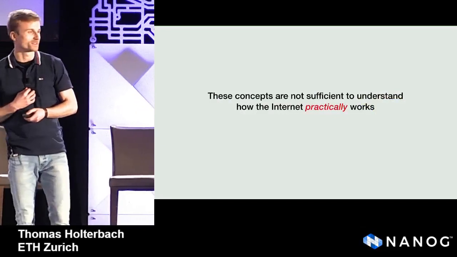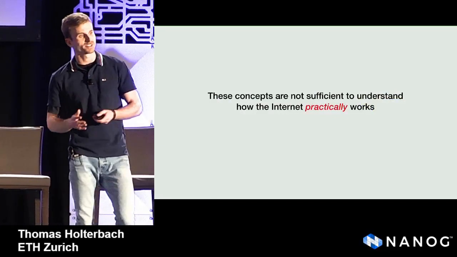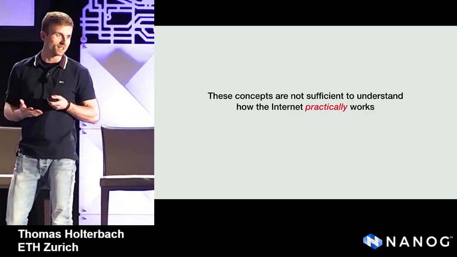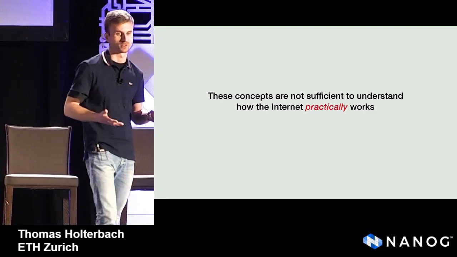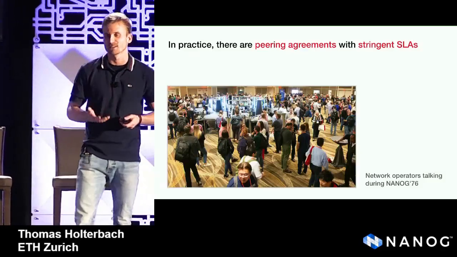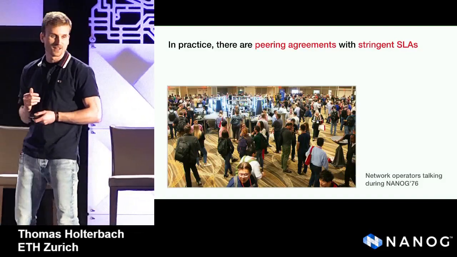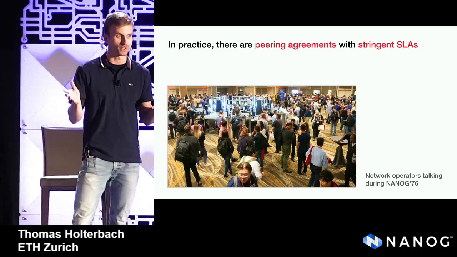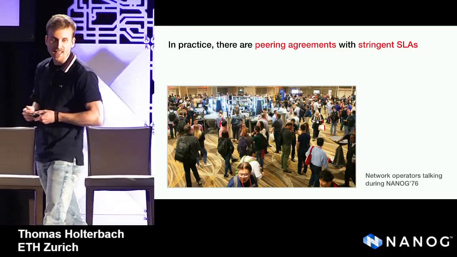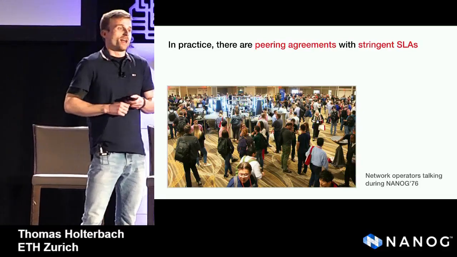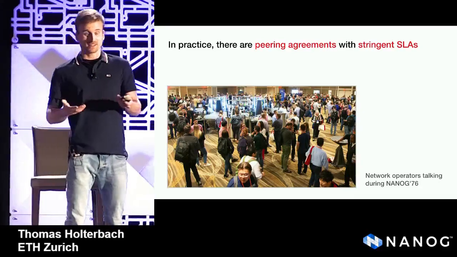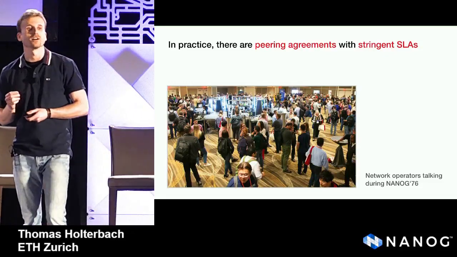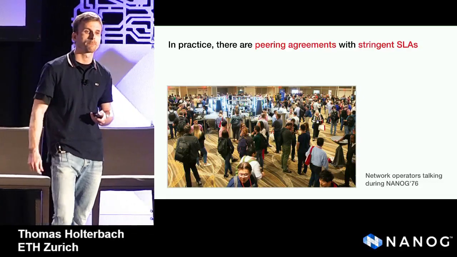So this is useful, definitely, but not sufficient to understand how the internet practically works. And I think as network operators, you probably know better than me that the internet is more than just configuring some protocols. So what is the internet in practice? In practice, the internet is network operators and peering agreements. Like I'm sure amongst you there are network operators that meet today at NANOG, and they make peering agreements. And behind these peering agreements, there is a business. And there are also very strong SLAs. So as a network operator, you want to make sure that the connectivity is working at any time.